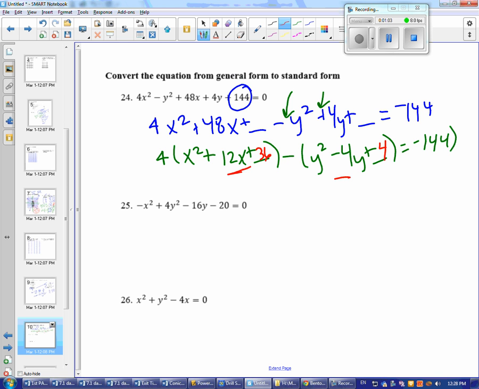This first number is actually 36 times 4, so that's what we're going to add to the right side to keep it balanced. This number is 4 times -1, and that's what we're going to add to keep it balanced.